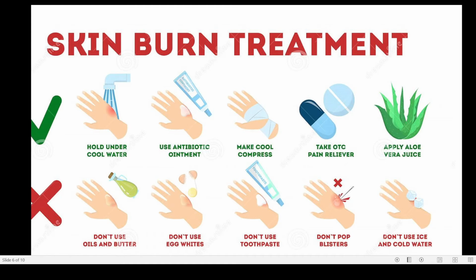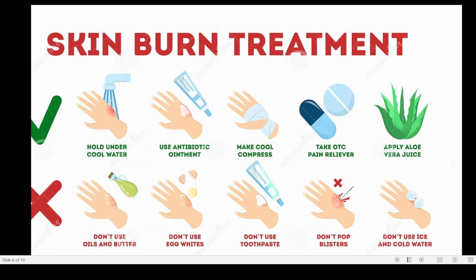Firstly, you will hold the burnt area under tap water. This is the first thing. Secondly, you have to use antibiotic ointment over the burnt area. Thirdly, make some cool compress over that area, and if there is pain, then you can take some painkiller medicines. And if you find aloe vera gel, which is excellent for skin problem healing, then you can apply that on that burnt area. And here are the things which you will never do.